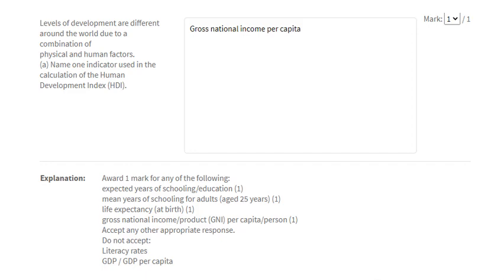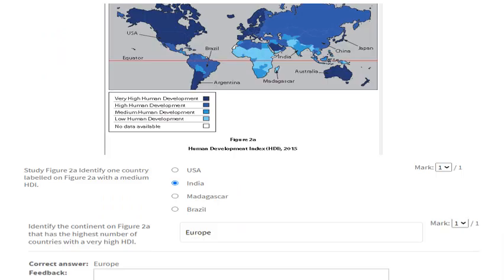Therefore, because this one, gross national income per capita, was fully correct, they got 1 mark. But notice they did not accept literacy rates or gross domestic product, so you had to have the specific information in there. Now this question, most of you got this correct because it was just using the information in front of you on the map.